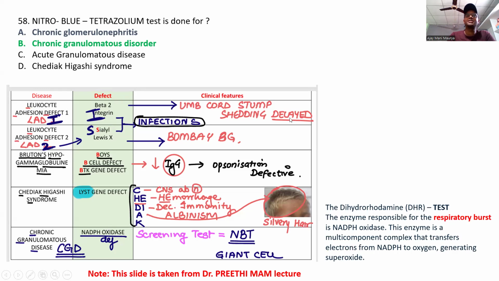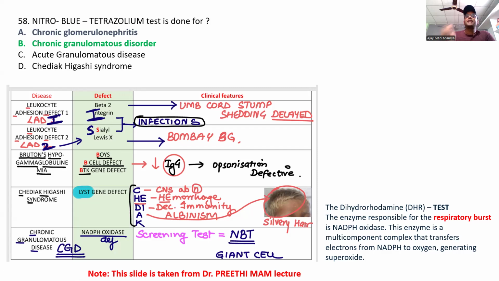There is an enzyme called NADPH oxidase, and there is going to be a deficiency of NADPH oxidase. For the screening test, you have to do the NBT. For the screening, we can also do the dihydrorhodamine, DHR, test.